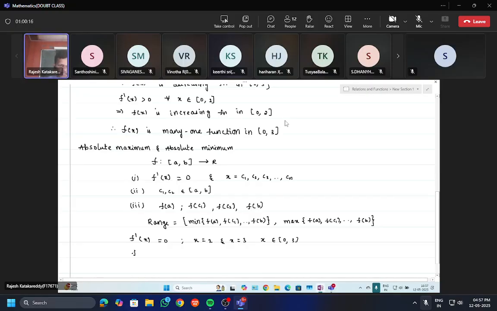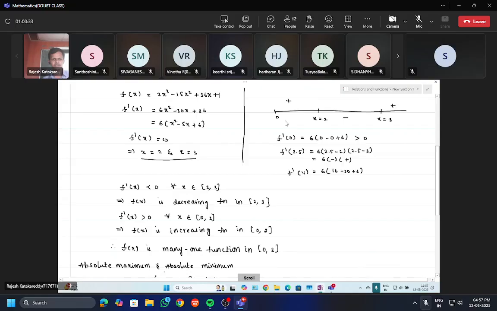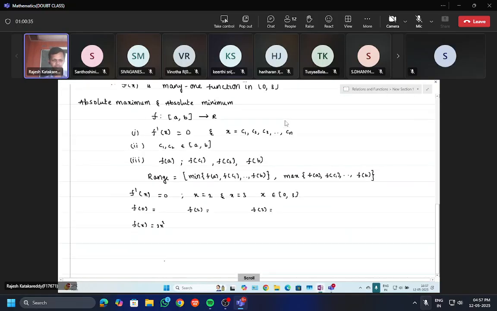Now the value of f of 0 and the value of f of 2, the last is the value of f of 3, right? So can you guys tell me what is f of x so that we can calculate f of 0 and all? It is 2x cube minus 15x square plus 36x plus 1. I can see f of 0 value is 1, right? F of 0, the moment we put 0, we have 1.